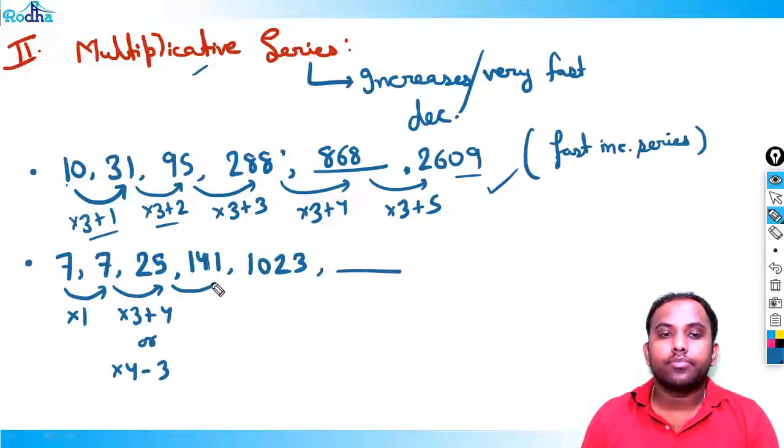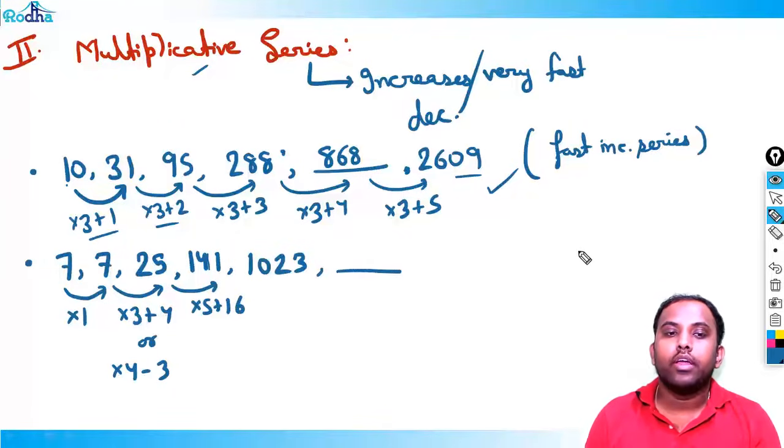Okay, then 25 to 141, how to reach? So 25 times 5 is 125. It will be times 5 plus 16, or subtracting: 25 times 6 is 150, so times 6 minus 9. Correct. So we'll try to find a pattern now.